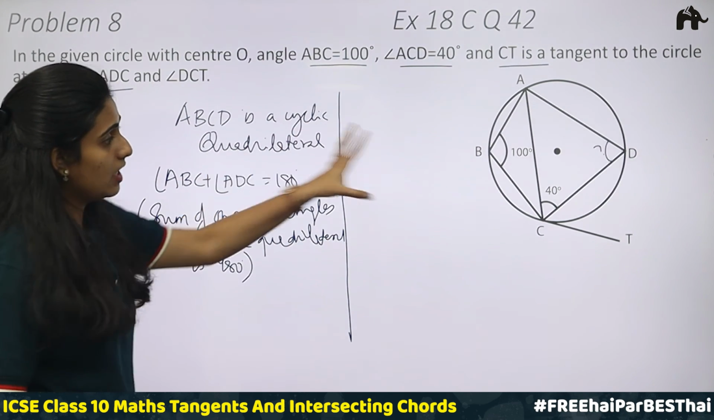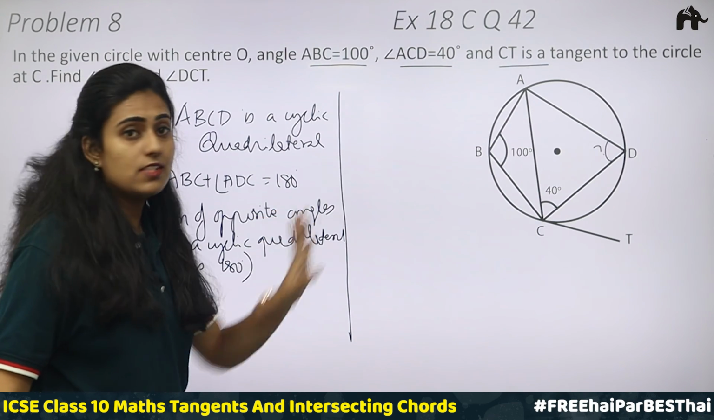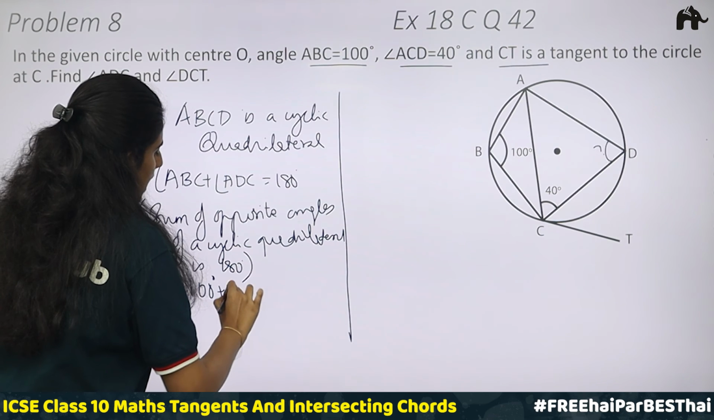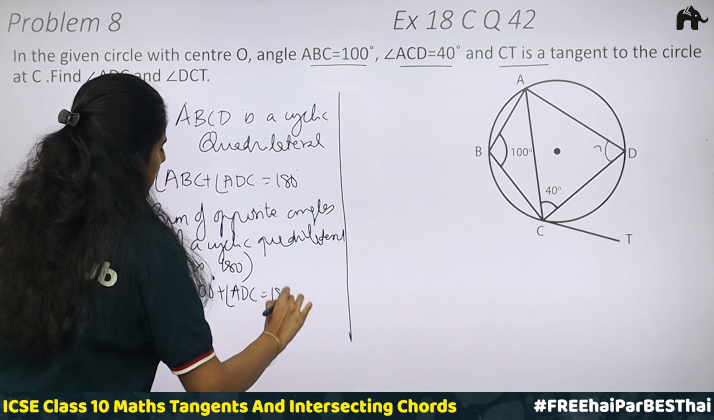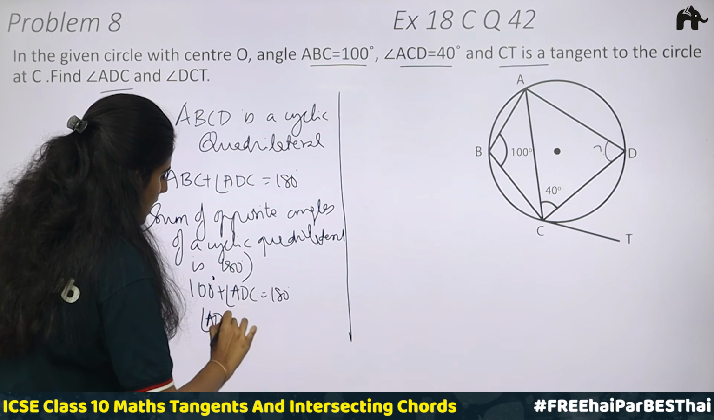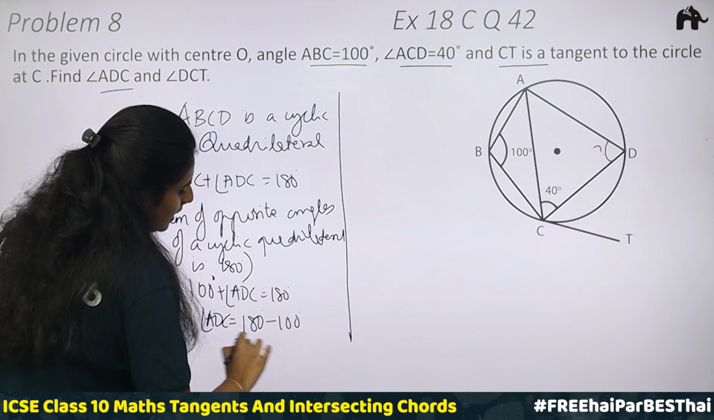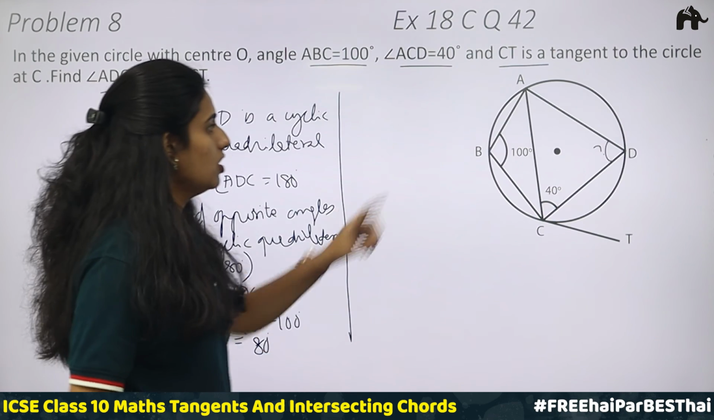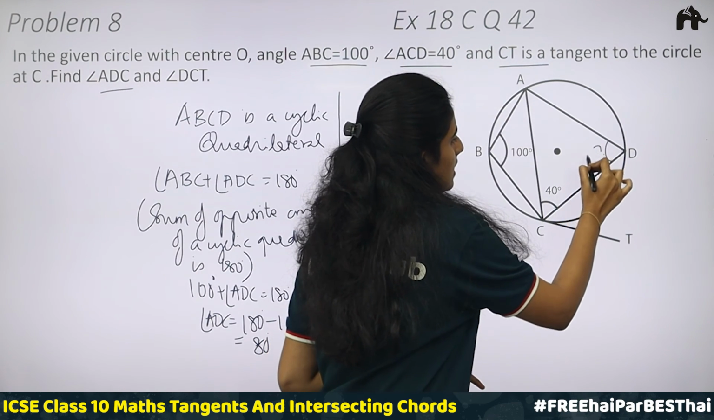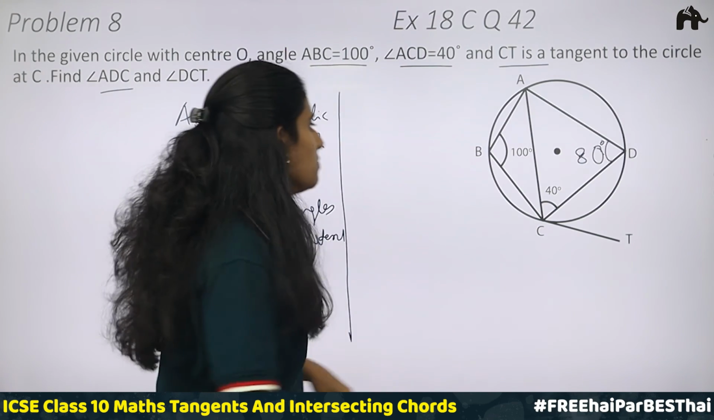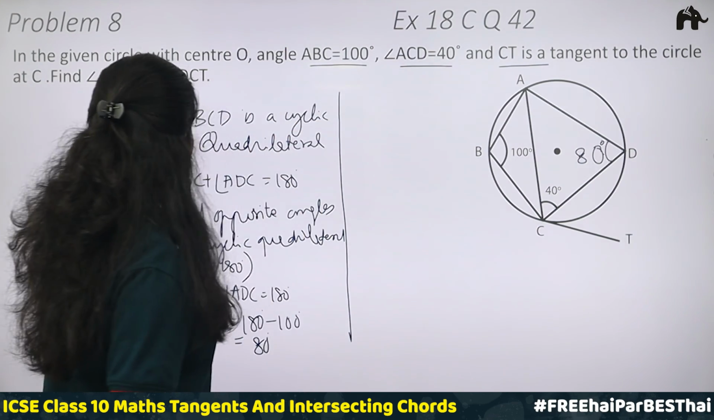Okay, here we have ABC given. ABC is given in the question, which is 100 degrees. 100 degrees plus angle ADC equal to 180 degrees. Therefore, ADC will be equal to 180 degrees minus 100 degrees, and that is equal to 80 degrees. We got ADC. ADC is 80 degrees.